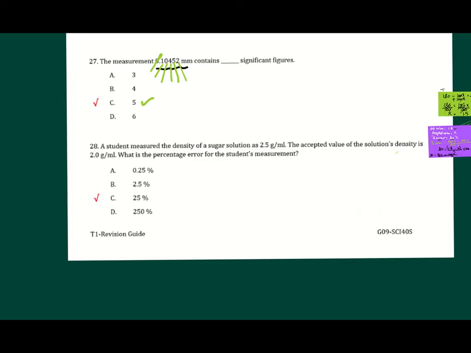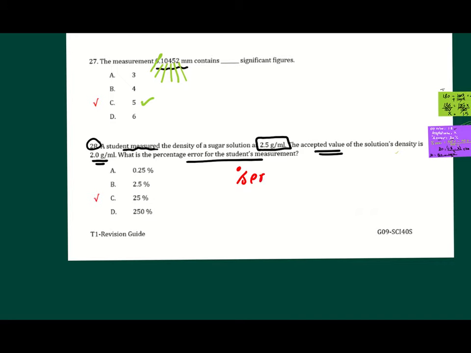Question 28 is about the percent error. You are given a student-measured density of sugar. As this is a student measurement, it is the experimental value. The accepted value is 2. What is the percentage error of the student measurement?